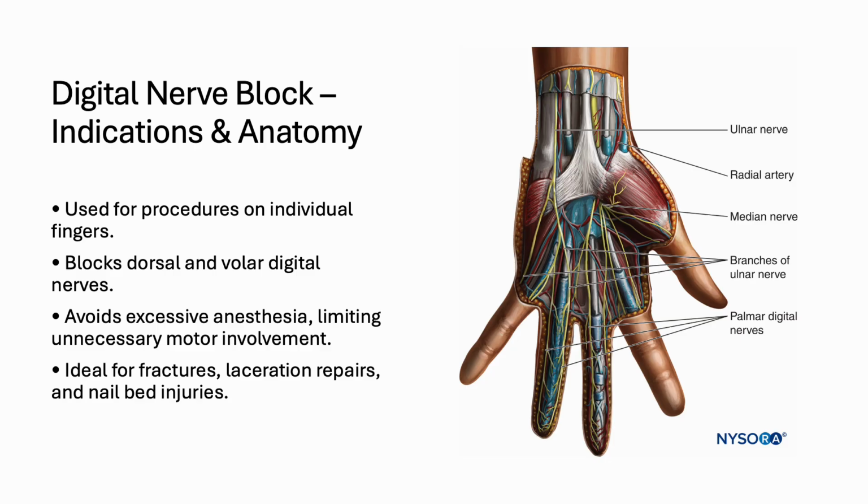We're doing a digital nerve block, okay? These work extremely well for procedures on the individual fingers. It does block the dorsal and volar digital nerves. It avoids excessive anesthesia and limits unnecessary motor involvement. Ideal for fractures, laceration repairs, and nail bed injuries. I've seen a lot of partial amputations that are being revised. You can do a nice digital block and an isolated nerve block for the finger. And I've done them with a patient literally awake.